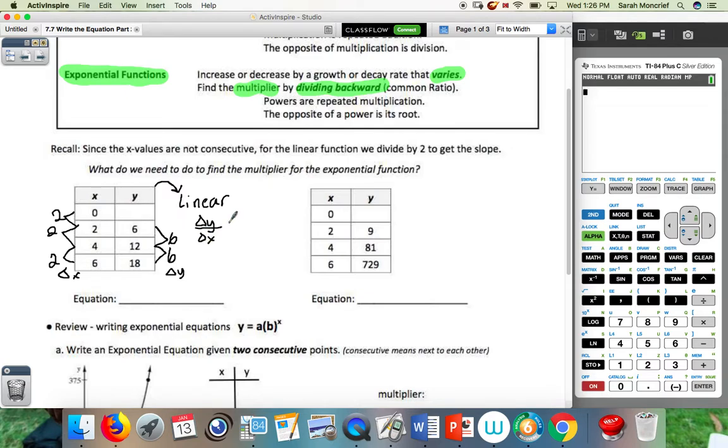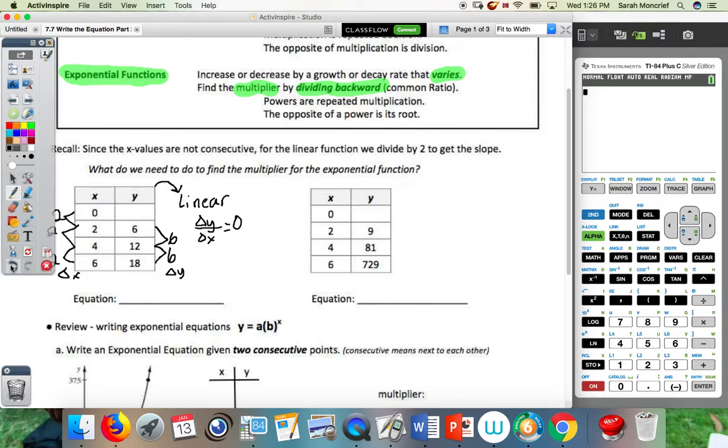which would be 6 over 2, which is just 3. So overall, we know that my slope is 3.